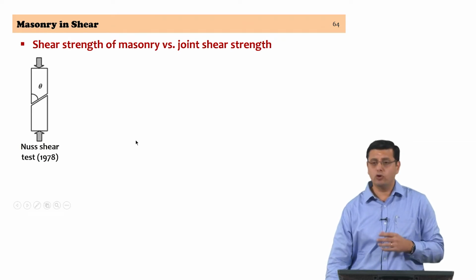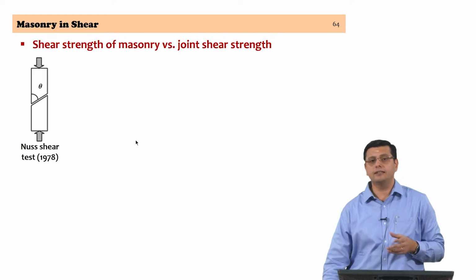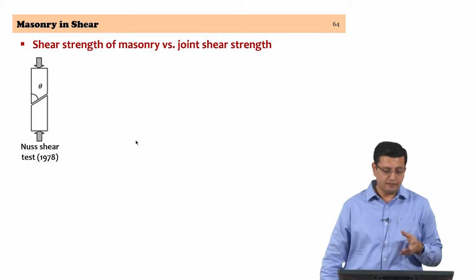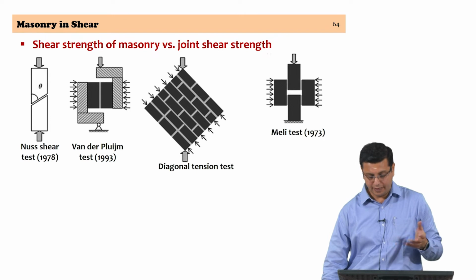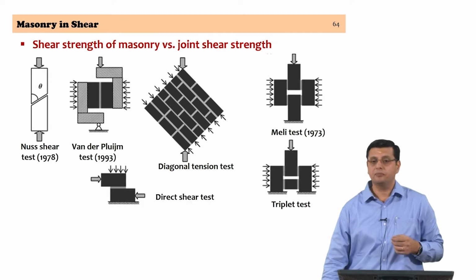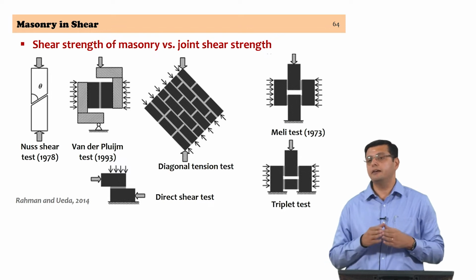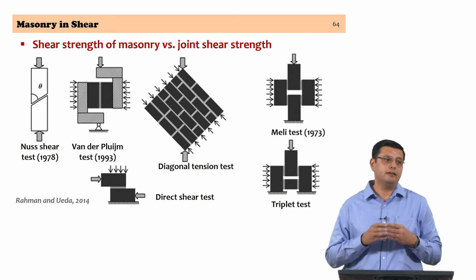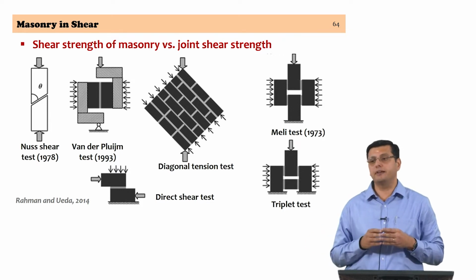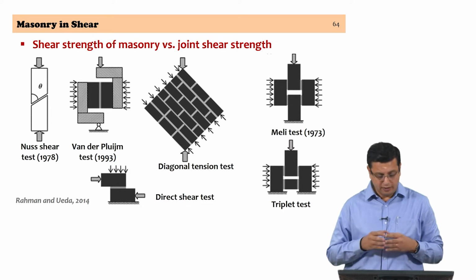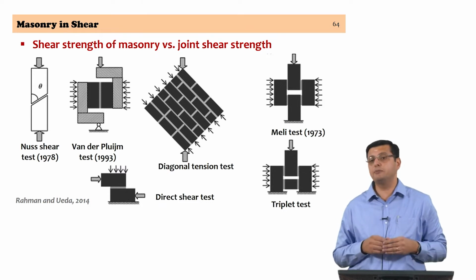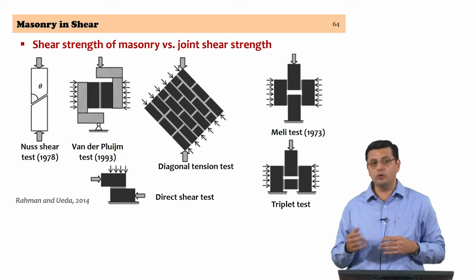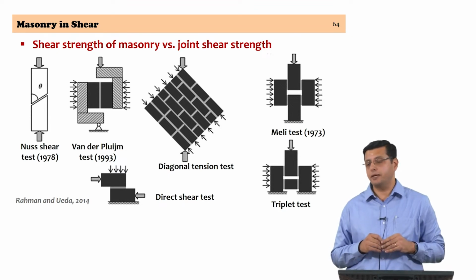So, I gave you an overview of the different tests that are conducted to characterize shear strength of masonry and shear strength of the joints. You will appreciate the fact, given these differences between the test methods, that there is really no consensus in the scientific community on one single test that characterizes either the joint shear strength or the shear strength of masonry. I had concluded my previous lecture presenting the different types of tests that are available in some codes and in the literature that examine shear strength of masonry and joint shear strength.